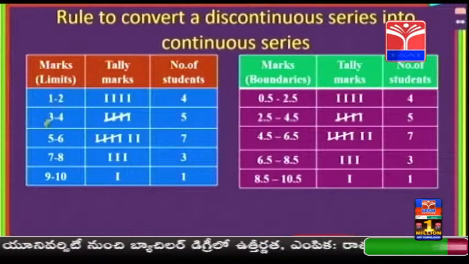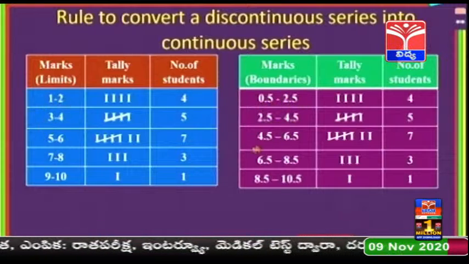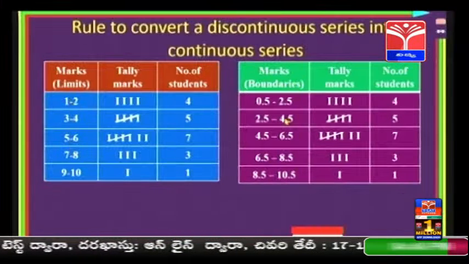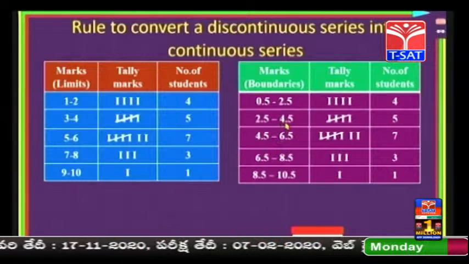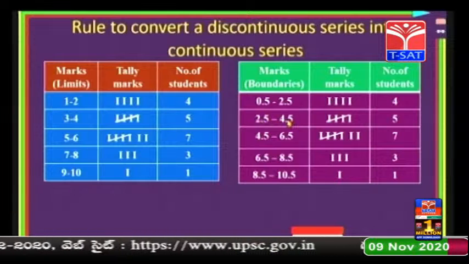Now, what is the upper limit of the first class interval? That is 2. What is the lower limit of the second class interval? That is 3. What is the average of 2 and 3? That is 2.5. So, now write like this: the average of 2 and 3 is 2.5, that is 0.5 to 2.5, 2.5 to 4.5, 4.5 to 6.5, like that. The inclusive series is converted into an exclusive class series. Now, we can say that 4.5 is in the interval 2.5 to 4.5.